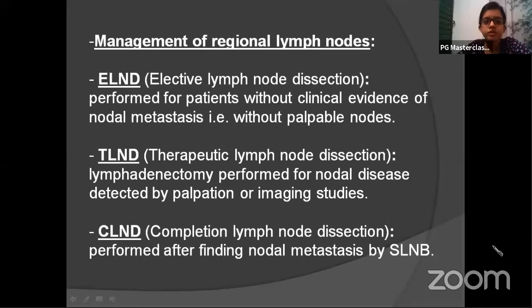The management of regional lymph nodes has different types, such as elective lymph node dissection. It is performed in patients without any clinical evidence of nodal metastasis, that is, without palpable nodes. It is not currently followed now. There is therapeutic lymph node dissection, where lymphadenectomy is performed for nodal disease detected by palpation or imaging studies. And then there is completion lymph node dissection, which is performed after finding nodal metastasis by sentinel lymph node biopsy.